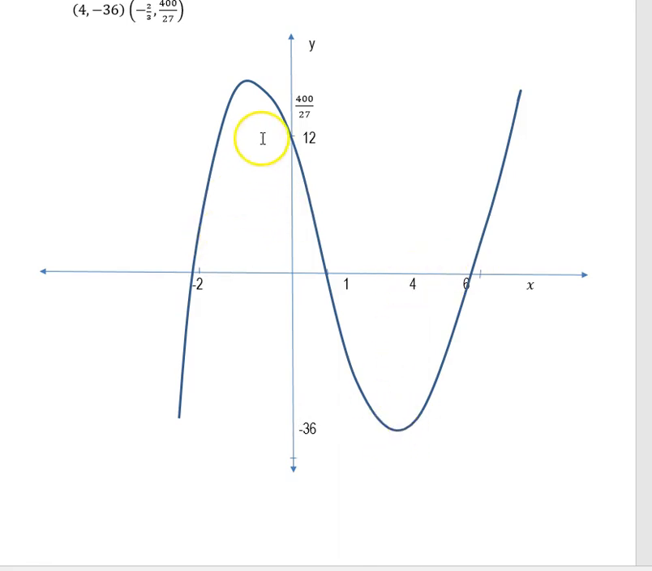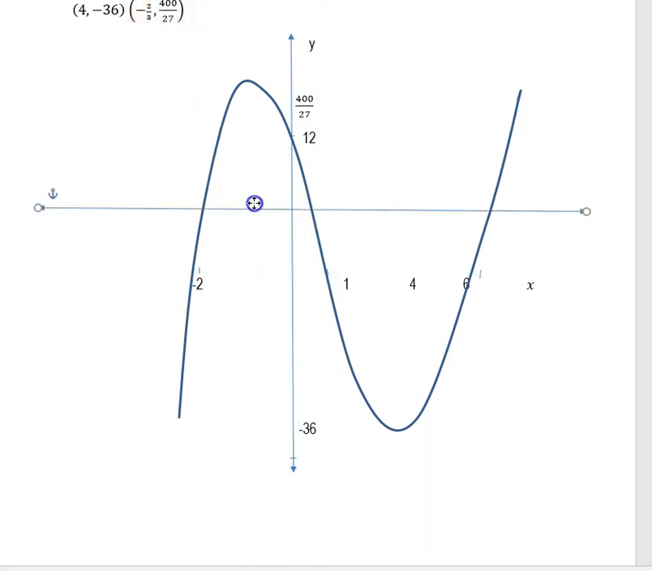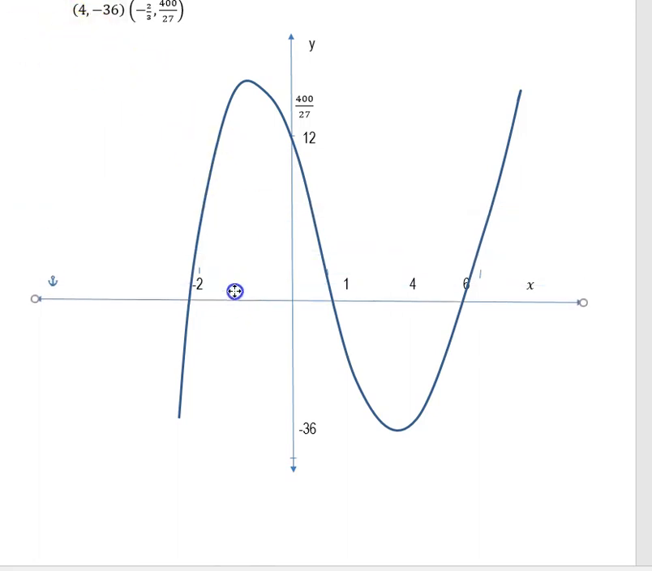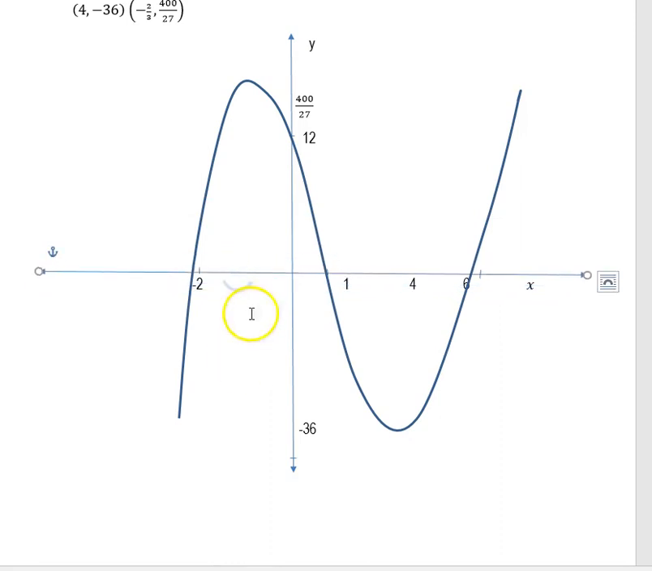The second turning point is at minus 2 over 3 and 400 over 27. That should be about 14.8. So it should be around somewhere there. So it means that is the second turning point, which means from this point there, it meets up there. And then all I need to do is to now join those points.